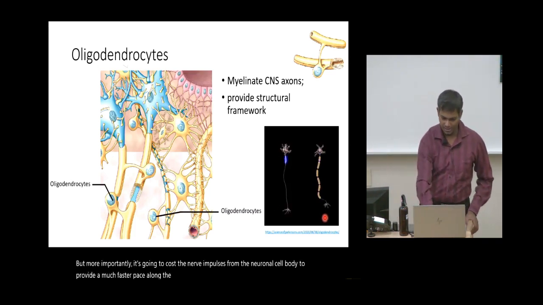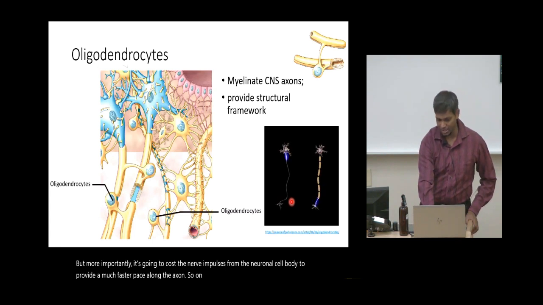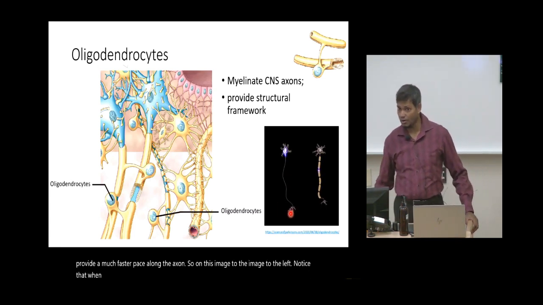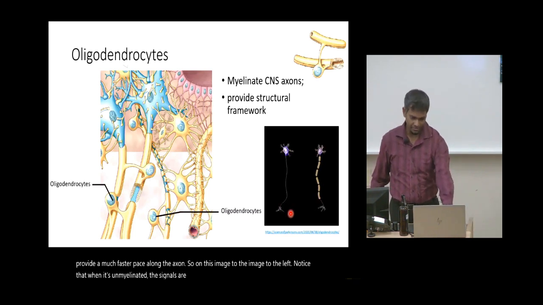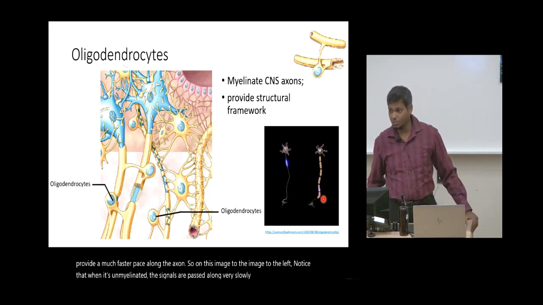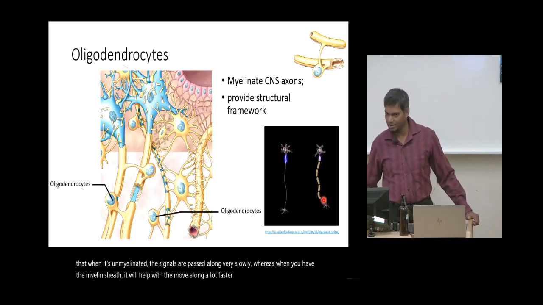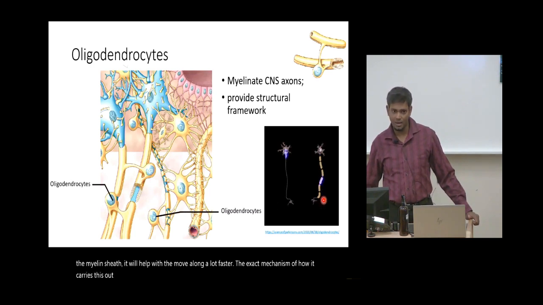On this image, the animation to the left, notice that when it's unmyelinated, the signals are passed along very slowly, whereas when you have the myelin sheath, it helps the signal to move along a lot faster. The exact mechanism of how it carries this out, we will talk about when we come back next week.